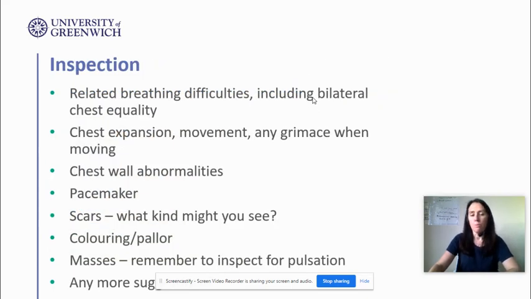Moving on to inspection, once you've measured the jugular venous pressure. So what can you see? Let's expose the chest. Let's take off the shirt. We're looking again at things from the respiratory system. So we're looking for equal bilateral chest rise. We're looking at the expansion. We're looking at any kind of sign of pain at all on the patient. We're looking for any abnormalities.